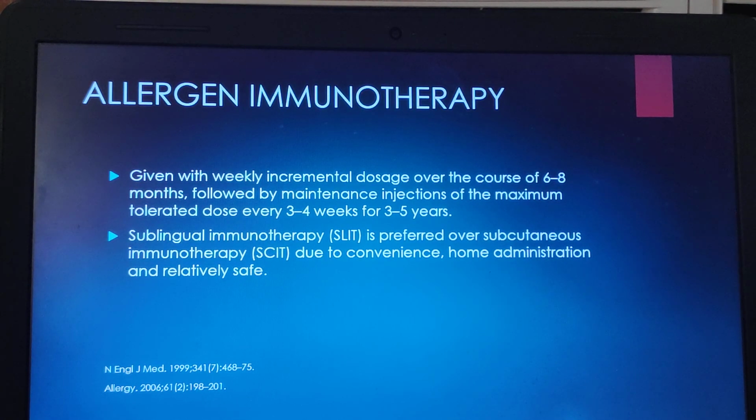A slightly better form is sublingual immunotherapy, which is known as SLIT. It is preferred over subcutaneous immunotherapy due to convenience. The patient can take it at home and it is relatively safe. Sublingual immunotherapy has a lesser risk of developing serious allergic reaction as compared to injection.